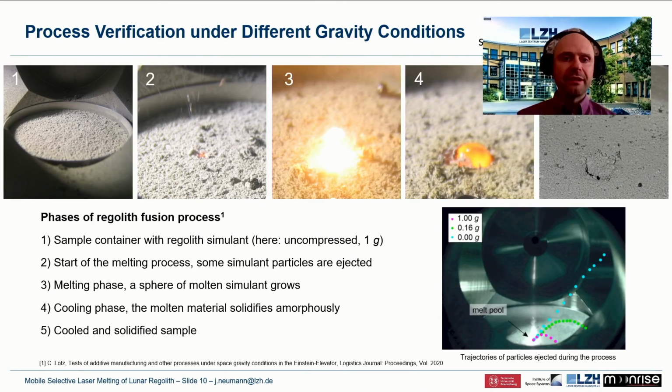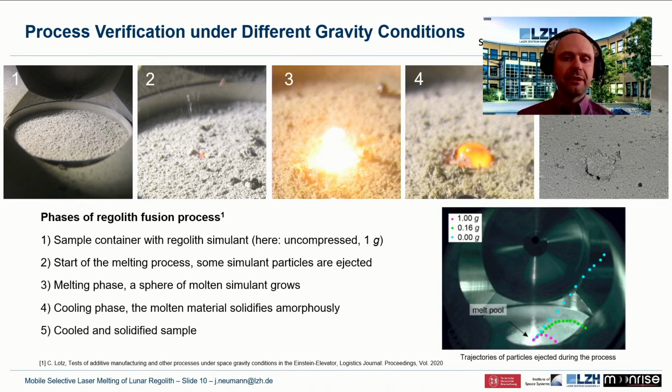The process itself can be divided into 5 phases. You see first the regolith container. Here there is uncompressed regolith. So the experiment here is under 1G. And you start the melting process.